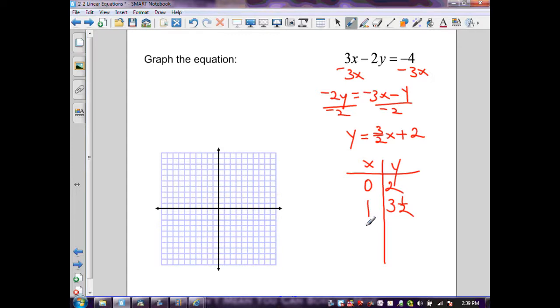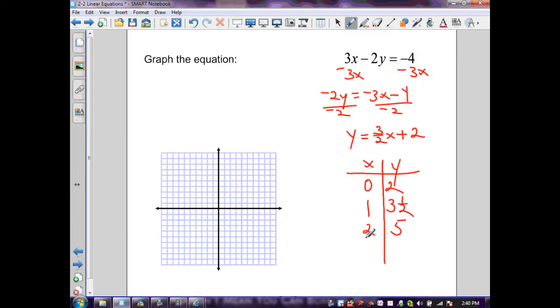I can choose 2. 2 divided by 2 is 1. 1 times 3 is 3. 3 plus 2 is 5. Again, notice when I choose the multiples of the denominator, the fraction will dump out by division, and then we can just work with the whole numbers. We also could use negative values.